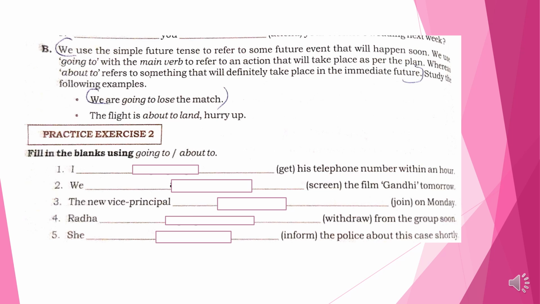With I, we have to use am. And with other words, that is singular subjects, we have to use is, and with plural words we have to use are. Then going to, then base form of the verb. So answer is I'm going to get his telephone number within an hour. Okay, children, first one. I'm going to get his telephone number within an hour.